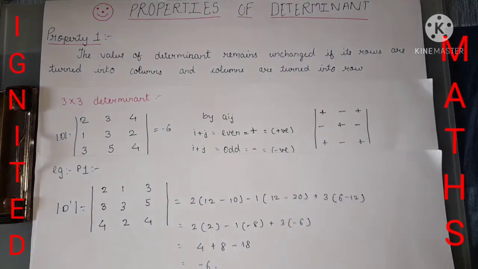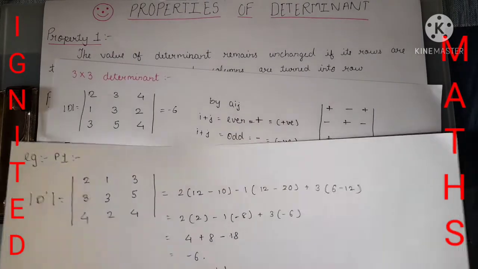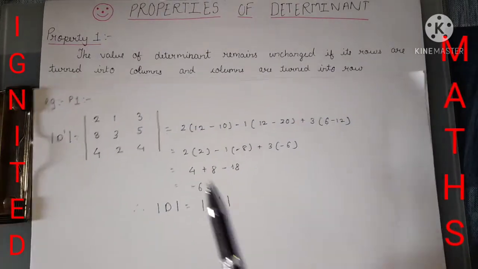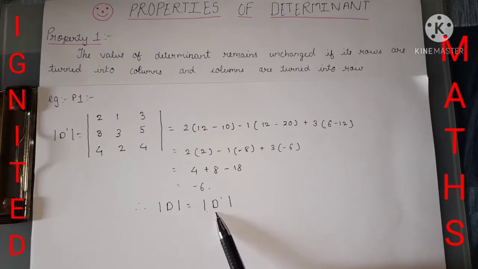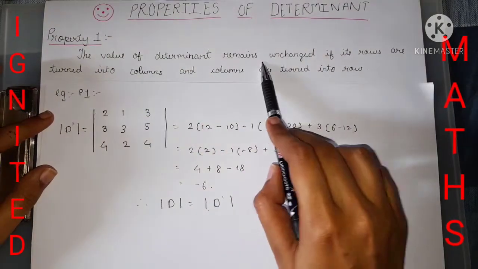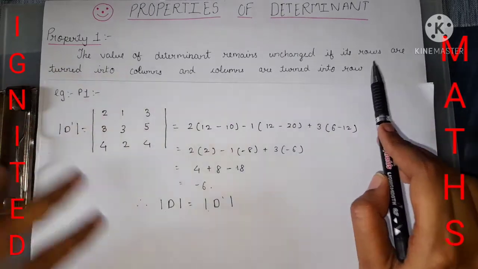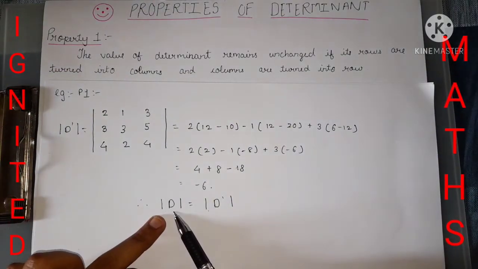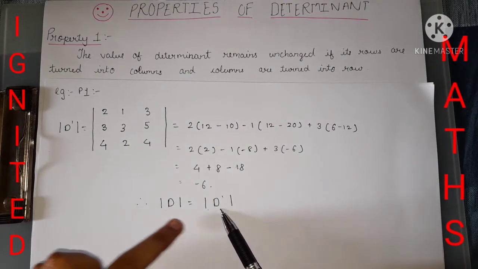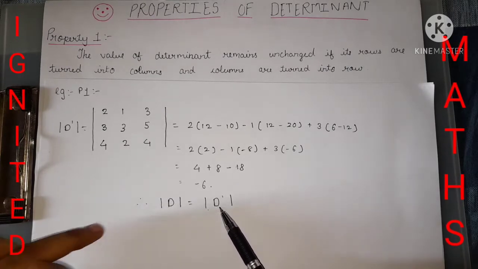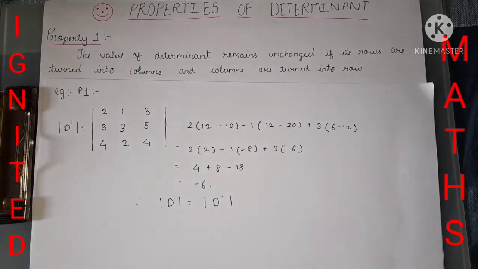It concludes that the D value is equal to the D dash value. That is, the value of the determinant remains unchanged if its rows are turned into columns and columns are turned into rows. With the value unchanged, I am getting the same answer. This is what property 1 says.